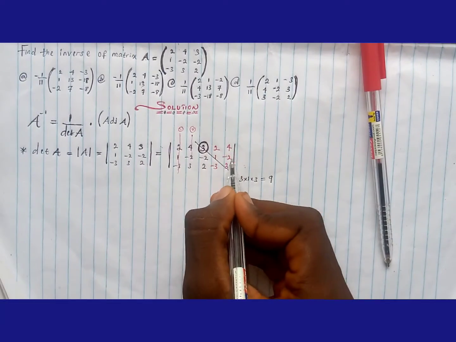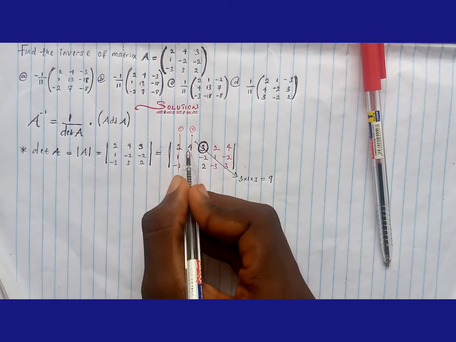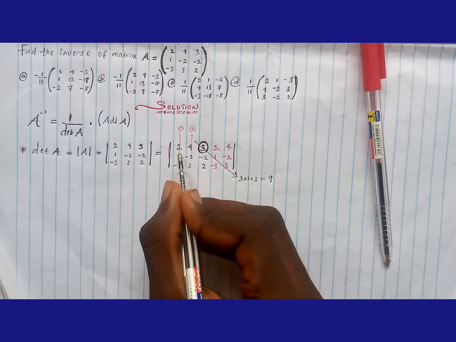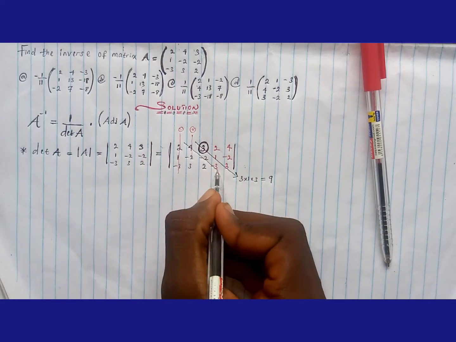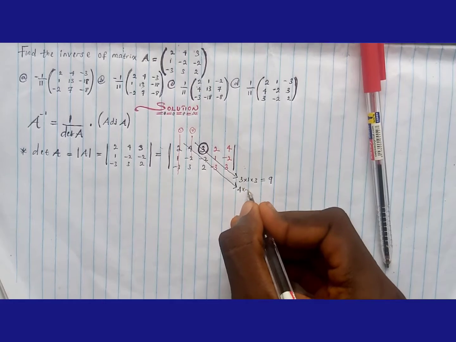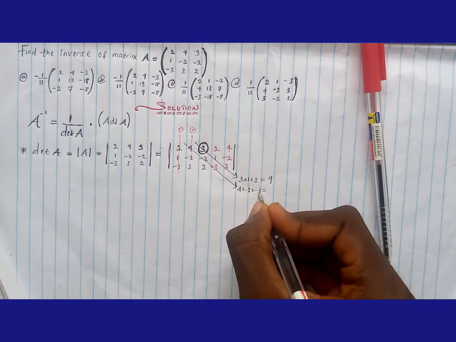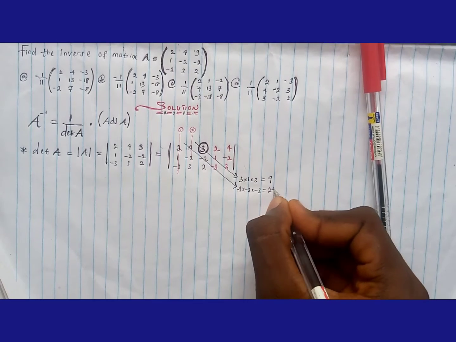The other diagonal doesn't work since I don't have the complete three digits to multiply, so I use this one from left to right. Multiplying these together, I have 4 times minus 2 times minus 3. 4 times 2 is 8, 8 times 3 is 24, and minus times minus is plus, so we get plus 24.